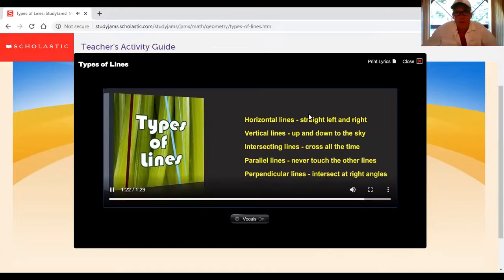Okay, we are back. Yeah, that's a fun song. I always get into it, let's put it that way. So, as it said, we're going to learn about perpendicular lines, parallel lines, and intersecting lines.